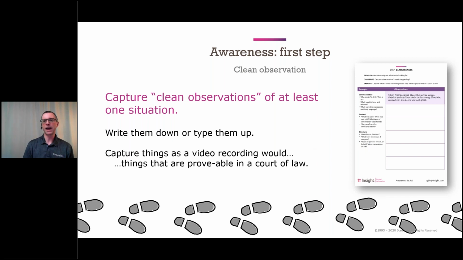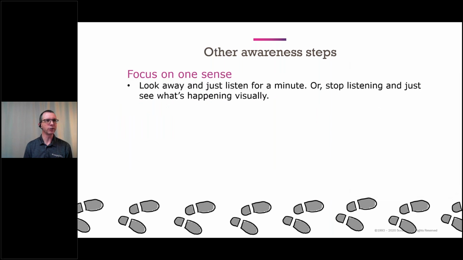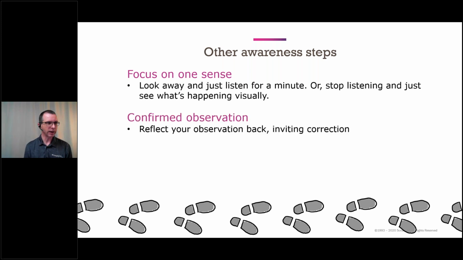So once you practice that, some other ideas very quickly to go through here. You can focus on one sense: close your eyes, turn off the audio for a minute, and you'll be surprised how your brain refocuses on the other senses, right? If you turn off your audio, you're going to find things that are happening visually you wouldn't have seen if you hadn't stopped listening, basically. So just switch your senses around.